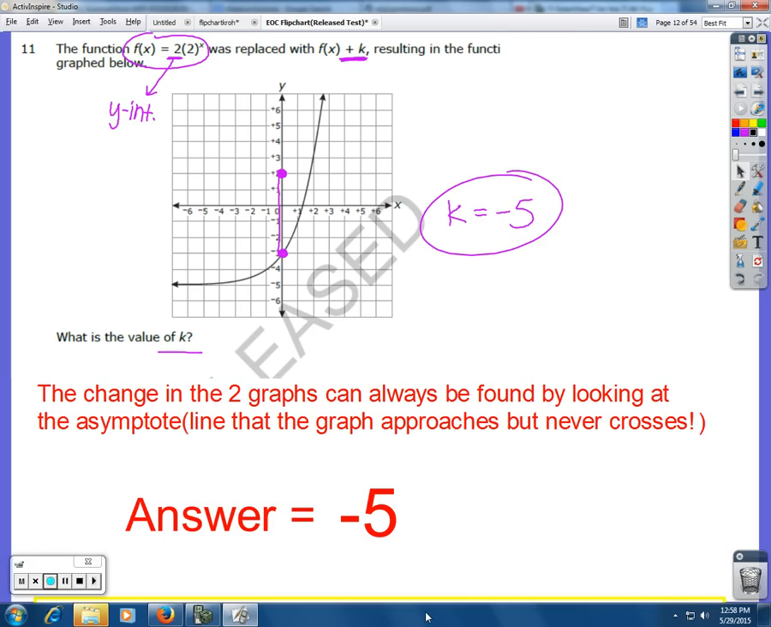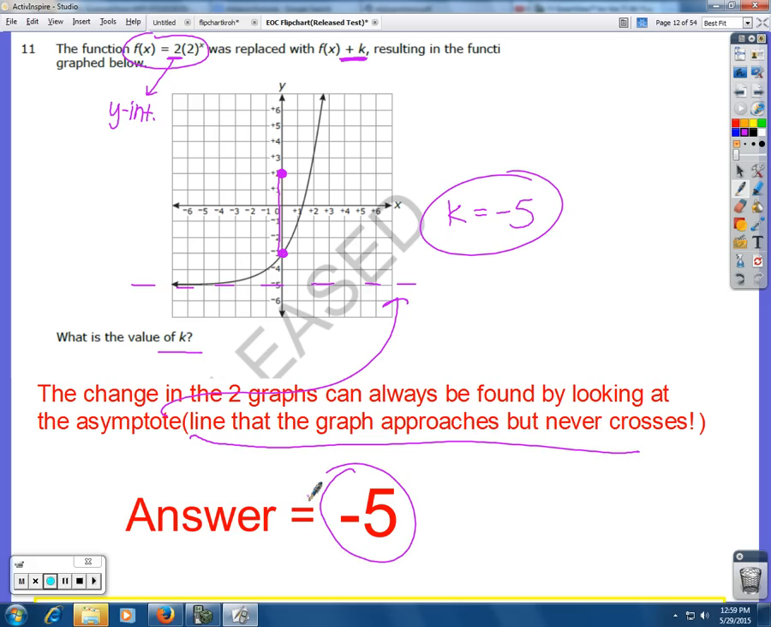Another option is to note that the change in the two graphs can always be found by looking at the asymptote. The asymptote is the line that the graph approaches but never crosses. So for example, if you look here, our graph is getting closer and closer to hitting -5, but it's never actually going to touch -5. That's what we call an asymptote. Okay, and because the asymptote is at -5, you could also notice that that would be the change as well. So either one of those methods works.